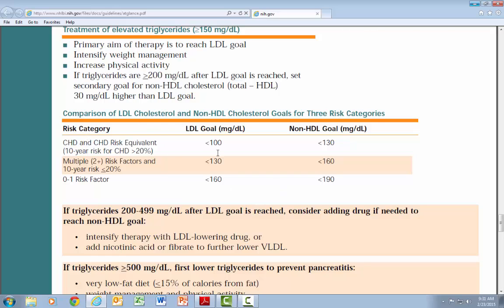CAD equivalents, your goal is less than 100. If you're not less than 100, then you must start lifestyle modification. And on the contrary, if it's more than 130, then you start medication. If you have two or more risk factors, less than 130, optimal less than 100, even more if you have a stroke. If you're not less than 130, then you start lifestyle modification. And even if you come back to me with the same value or even higher, more than 160, then you start medication. If you have 0 to 1 risk factor, your LDL value must be less than 160. If you're not, then lifestyle modification. If you come back to me higher than 190, then you start medication.